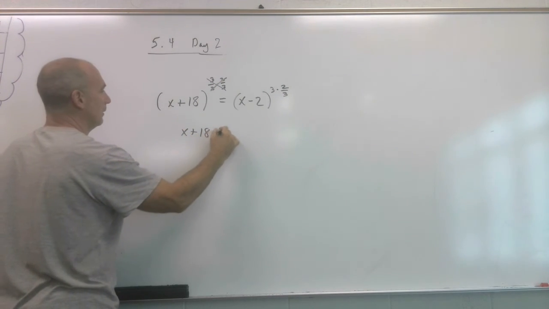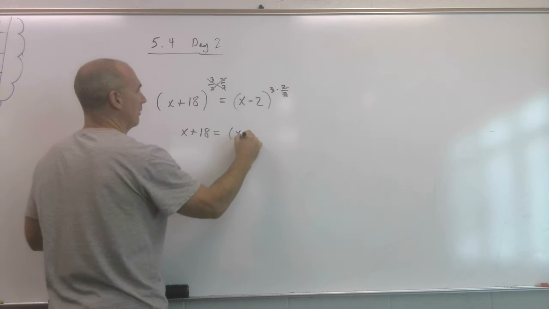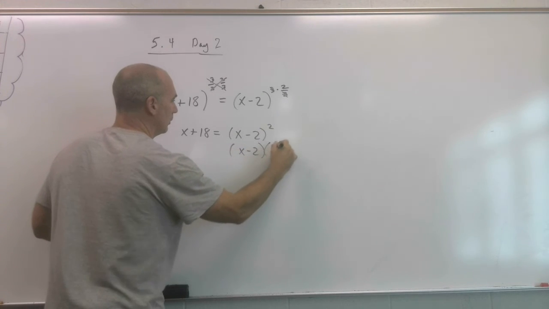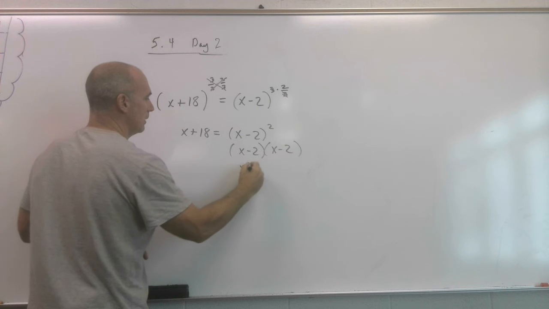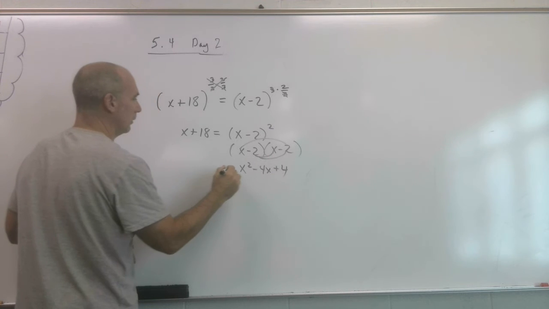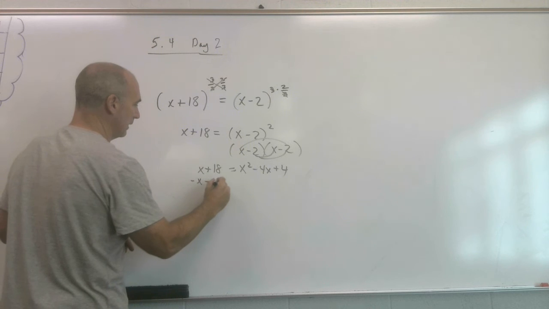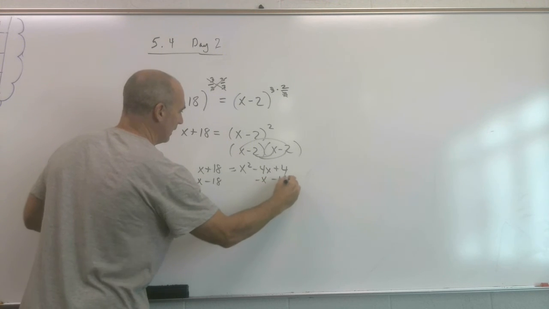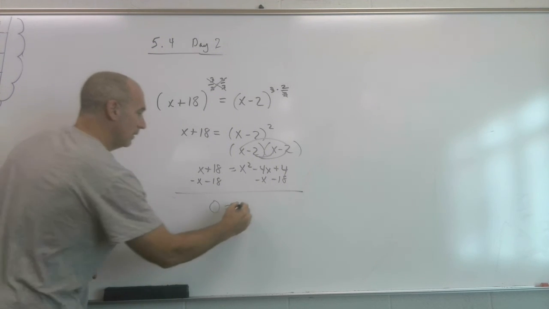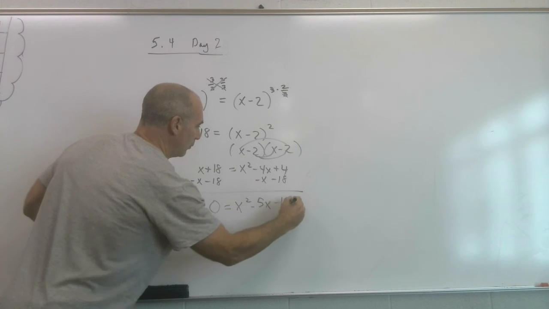X plus 18 equals, now notice these cancel. So I get x minus 2 squared. Well, I got to go x minus 2, FOIL that out. Outside, inside, -4x. And then last, plus 4 equals x plus 18. Hopefully I wrote this one right. -x minus 18, -x minus 18, equals 0. Is that showing up okay? X squared minus 5x minus 14.